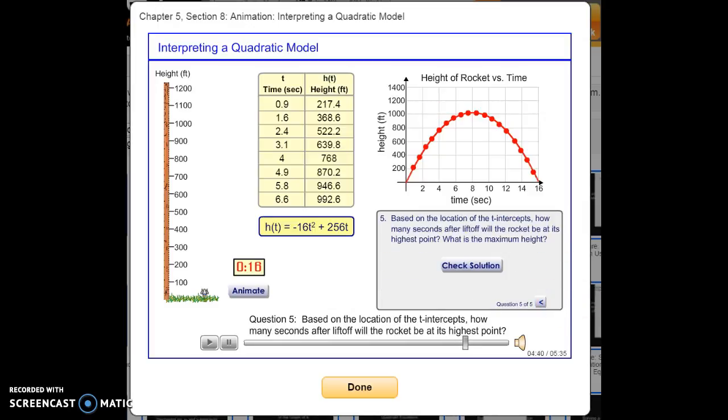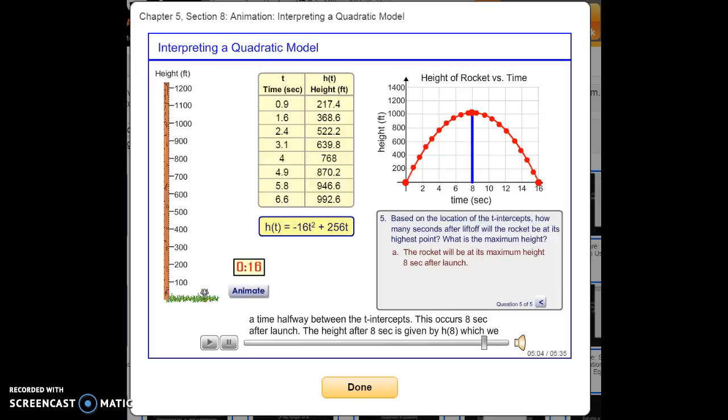Question 5. Based on the location of the t-intercepts, how many seconds after liftoff will the rocket be at its highest point? Then determine the maximum height. To answer this question, we'll use a little common sense. From the graph, we see that the rocket will reach its highest point at a time halfway between the t-intercepts. This occurs 8 seconds after launch.